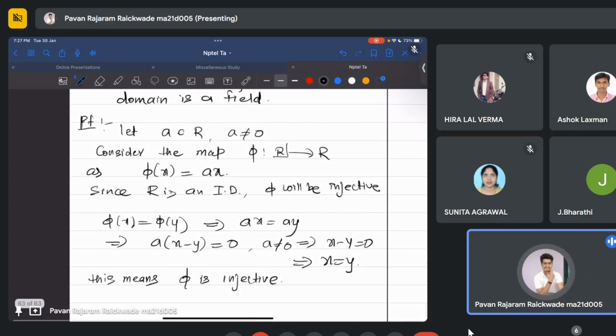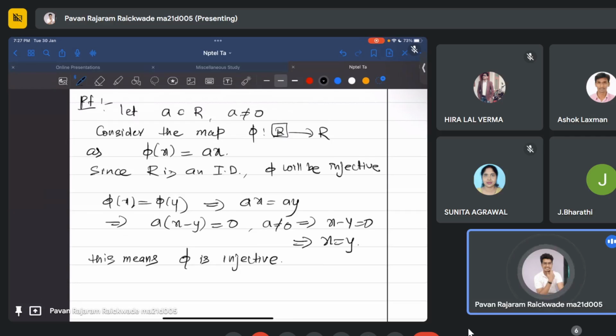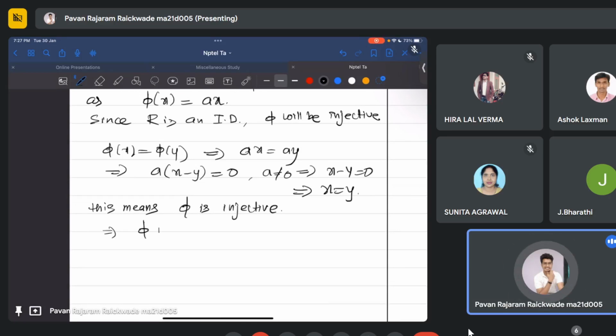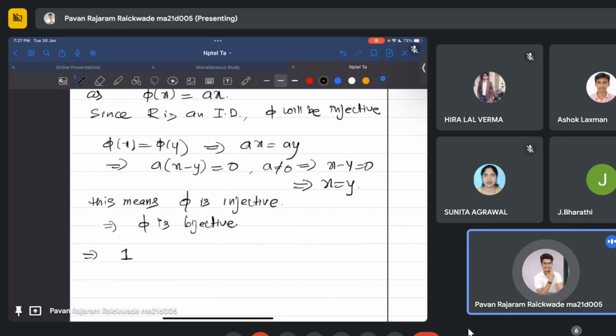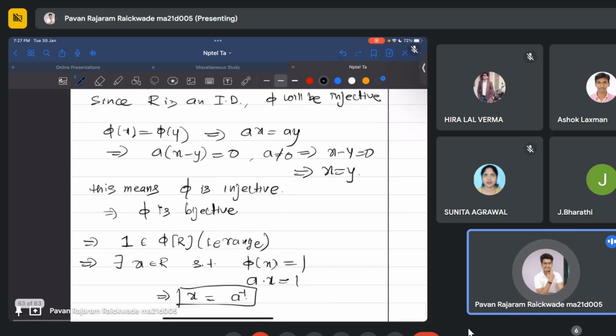So phi is an injective mapping, and R is also a finite integral domain, right? We have a finite integral domain, which implies this phi mapping has to be bijective. Any mapping from a finite set to itself which is injective is also bijective. This implies phi is bijective. So every element is in the range, which implies 1 belongs to phi of R, that is the range. Hence it has a pre-image. And what is phi x? It is Ax, right? This means x is the inverse of A, multiplicative inverse. You found an element x such that Ax is 1, but that is the inverse.